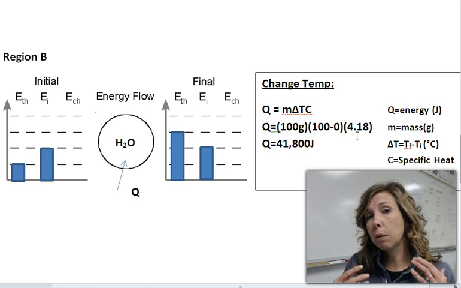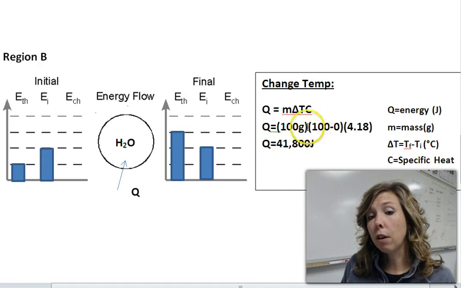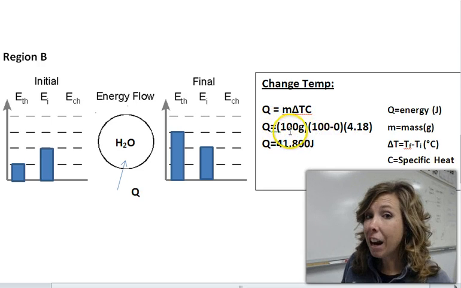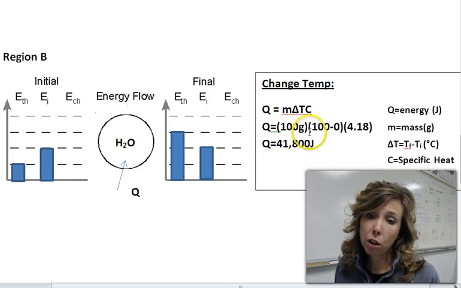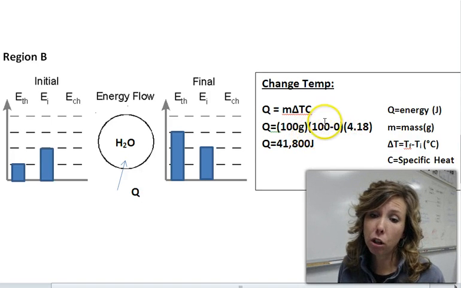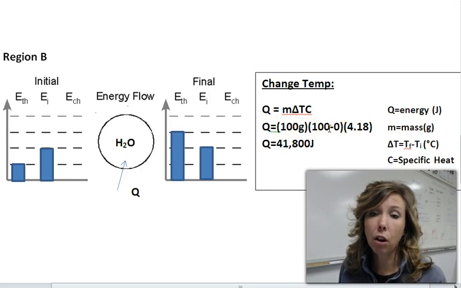So we're not talking about 1 gram. Remember, we're going to use 100 grams. And we're not talking about a 1 degree temperature change. We're talking about a 100 degree temperature change. So we have to multiply all of these to get our total.